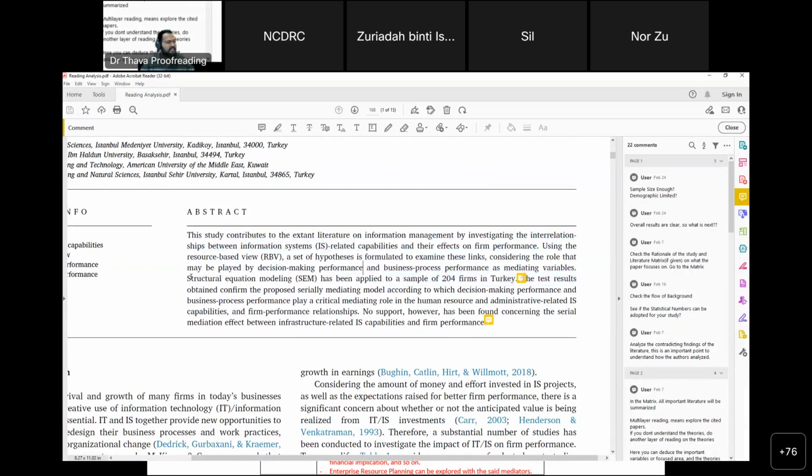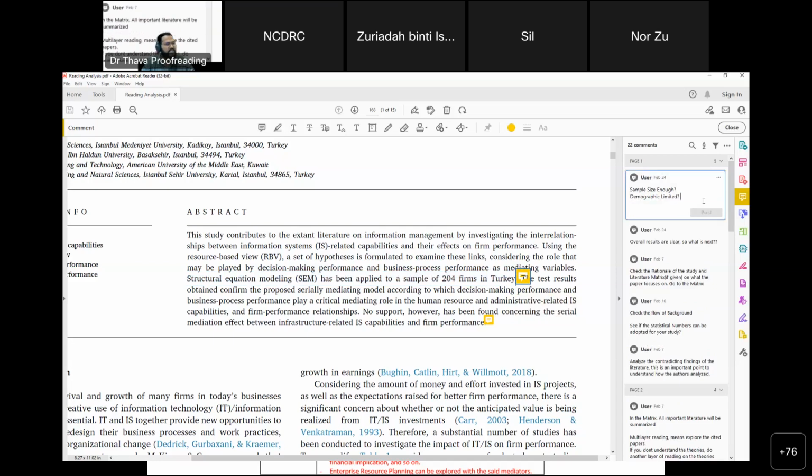Methodology is where you can usually find a lot of gaps. In this case, they have 204 firms. They use SEM and they focused on Turkey. So from this, my first question would be, is the sample size enough? Is the demographic limited? That's what I want to find out. I'm just telling my opinion as I read this paper.